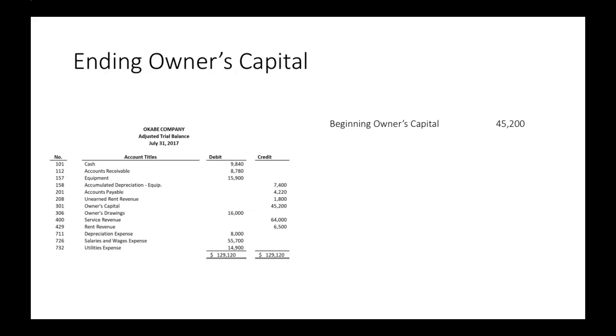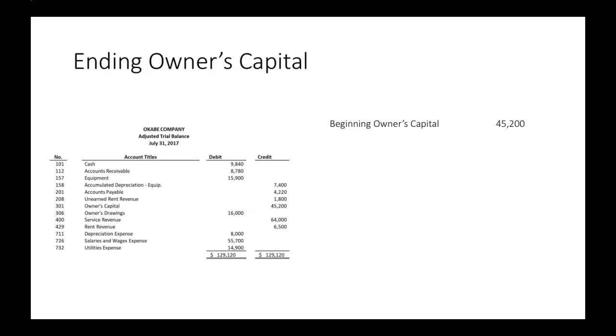Then there are a few different things that would be added to your owner's capital on an owner's equity statement. There would be investments and there would be net income. Well, we weren't told anything about investments here for Okabe Company. And when we calculated our net income or net loss before, we saw that we had a net loss instead of a net income. So in this example, we don't have anything that's going to be added to our owner's capital.